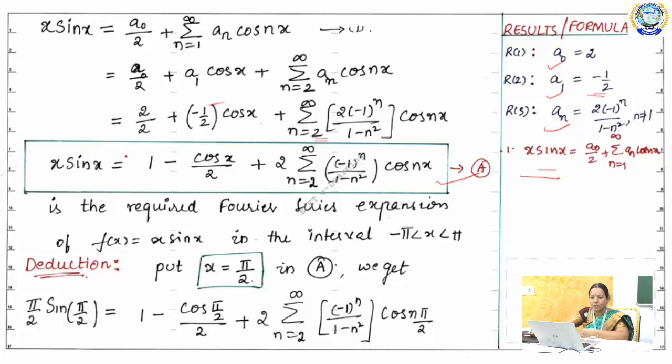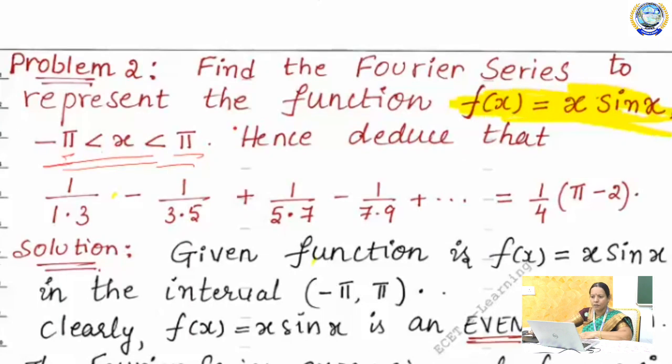What is our final value? Fourier series expansion: x sin x equals 1 minus cos x by 2 plus 2 into sigma n equals 2 to infinity minus 1 power n by 1 minus n square cos nx. Our problem is finding the Fourier series expansion and then deduce this relation. What is our relation? What we have to prove? 1 by 1 into 3 minus 1 by 3 into 5 plus 1 by 5 into 7 and so on equals 1 by 4 into pi minus 2. This we have to prove.